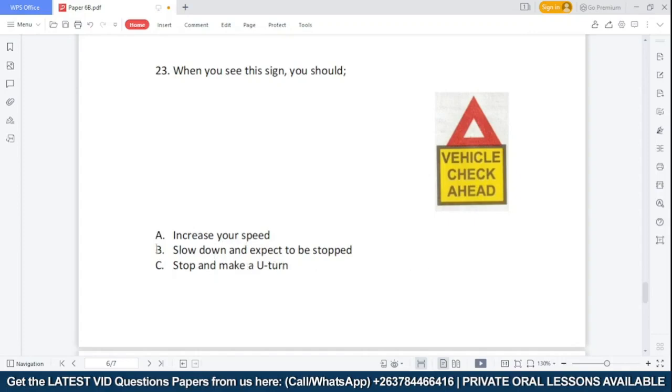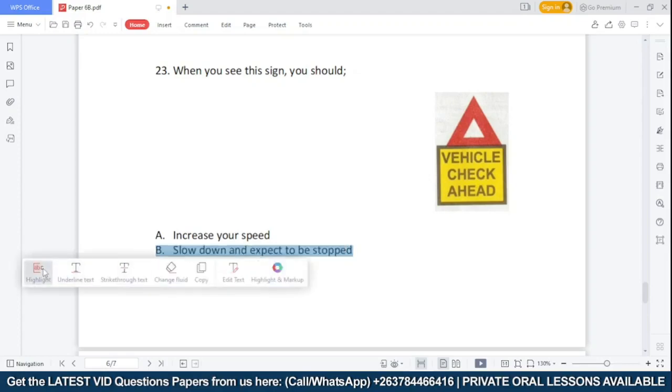So when you see the sign, you slow down and expect to be stopped. So the correct answer for number 23 is B.